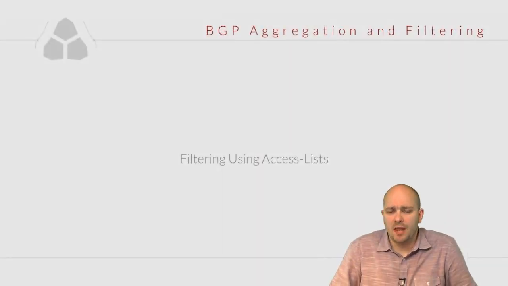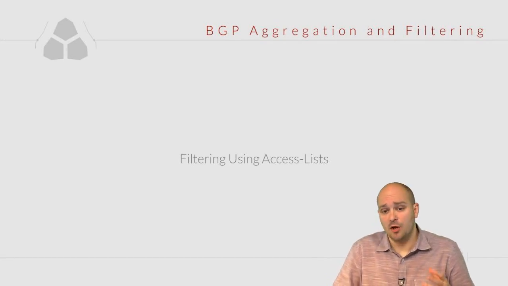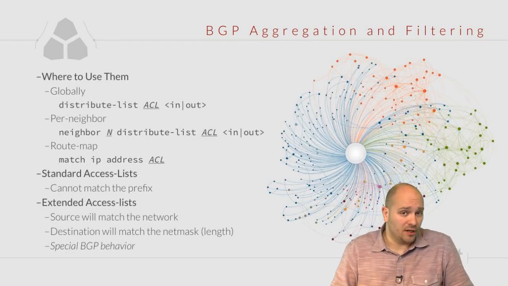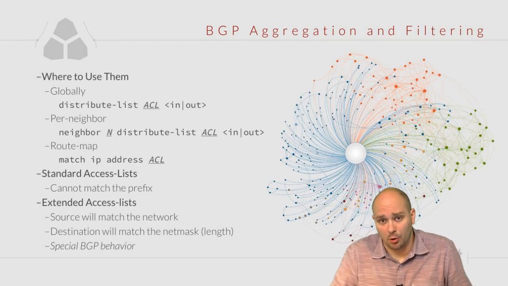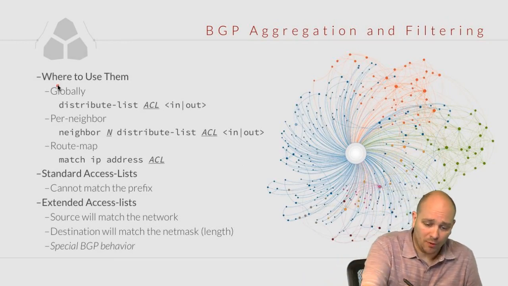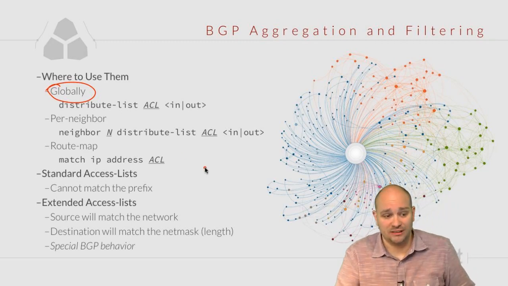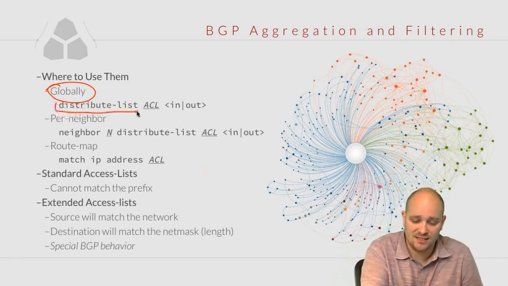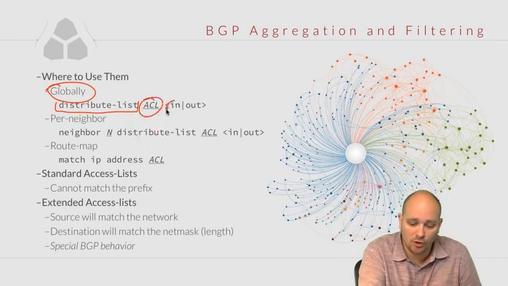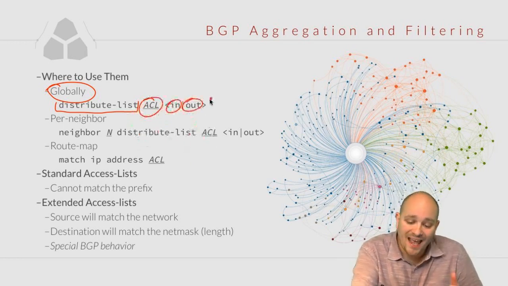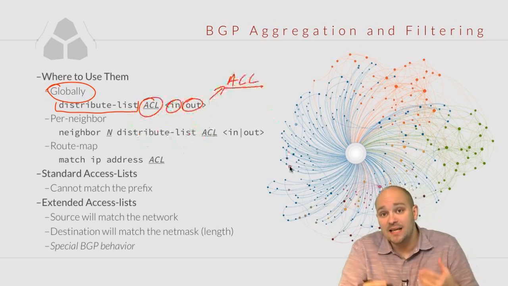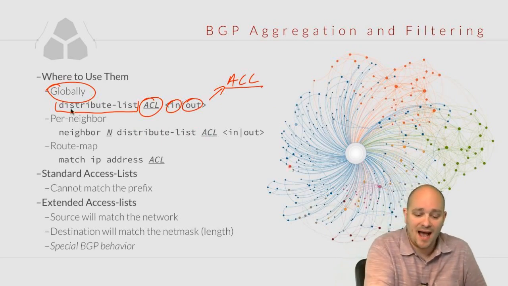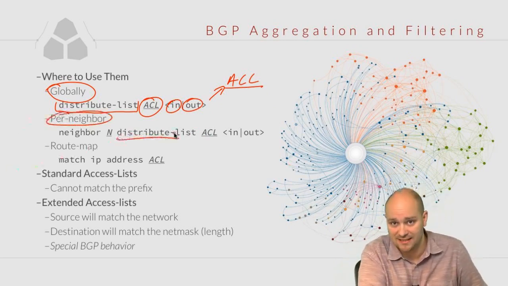Now let's talk a little bit about route filtering, and more specifically, route filtering using access lists. Access lists for route filtering in BGP can be used in multiple locations. They can be used globally, and by globally I mean in the whole process, or the address family if you are using the address families. If you are using that, you can reference the access list from the distribute list, you specify the access list, and whether you want to filter the routes in or out. And this will apply to all neighbors except for those neighbors that have more specific filtering configured. And by more specific filtering I mean unless they had per neighbor distribute list configured.